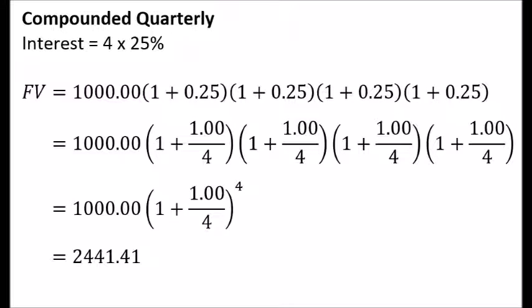In the last slide, we multiplied 1,000 by 1.25 4 times. 1.25 is the same as 1 plus 1 over 4. Interestingly, 4 is the number of times we compounded in that year. Remember that exponentiation is repeated multiplication. So we can say 1,000 times the quantity 1 plus 1 over 4 raised to the 4th power. This was found to be 2,441.41.